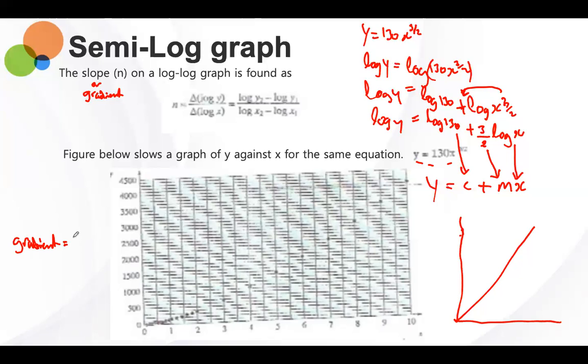Let me start you off. y2 minus y1 over x2 minus x1, right? So if we had log y here, as we said, and we had log x here, what would our formula look like for gradient? Let's plug in our values, right? What would that look like?